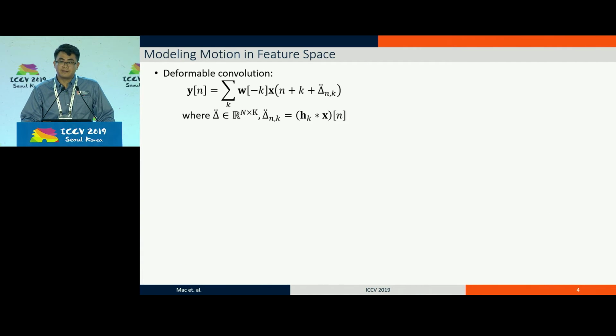We first review the definition of deformable convolution. Here X is the input, W is the filter, and Y is the output. This is like a standard convolution except for the index inside X being deformed by the two dots. This is the deformation offset learned from other filters, HK.